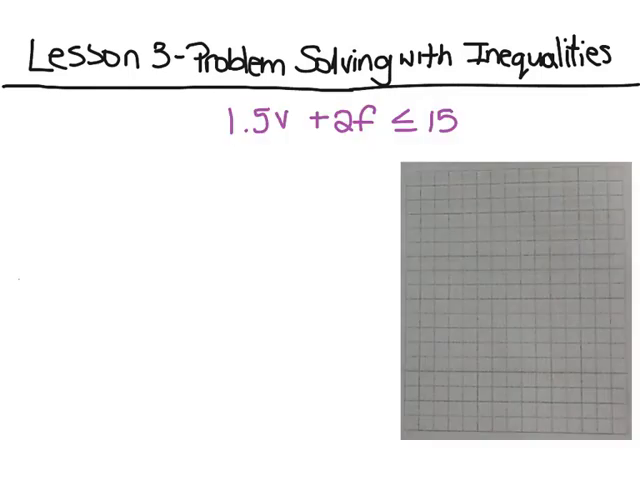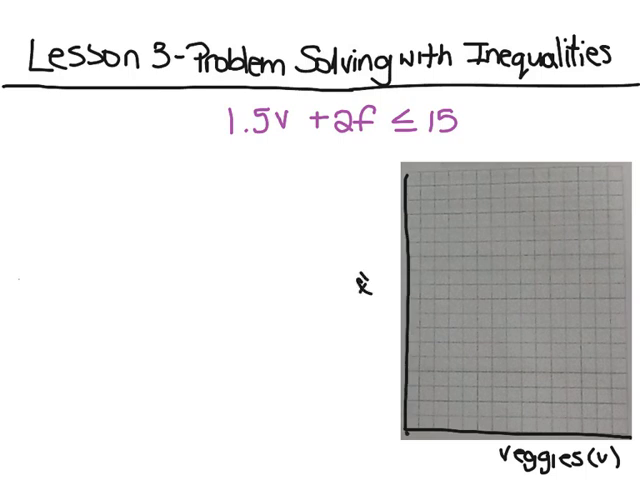So we want to graph this inequality. First off, we're going to make one of our axes veggies, so our V's, and we're going to make the other axis flowers, so F. We are going to find our F-intercept and our V-intercept because that's going to be the quickest way to graph this.